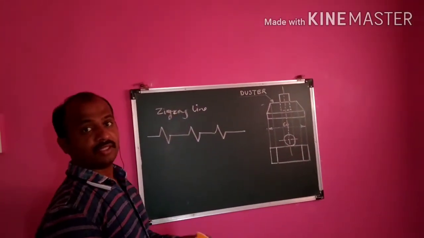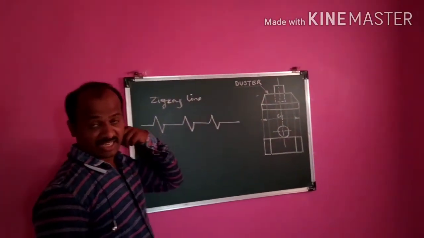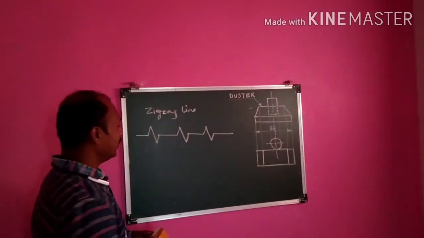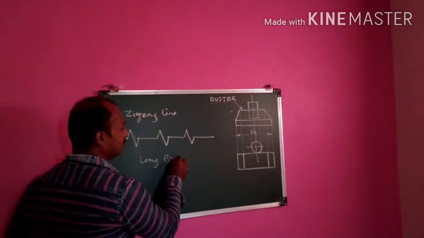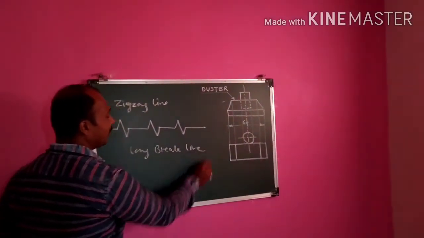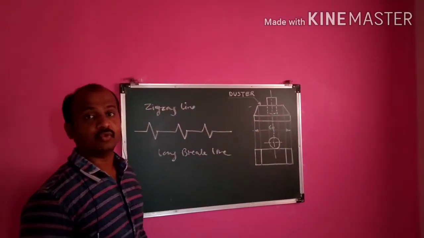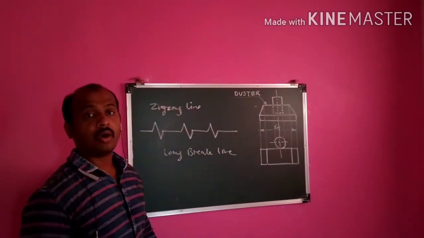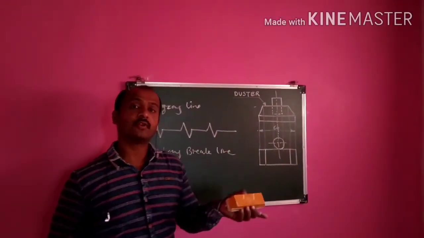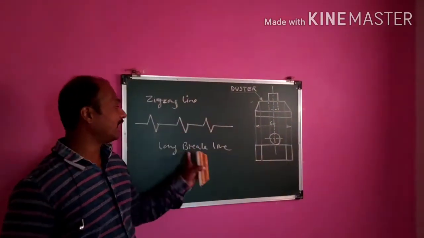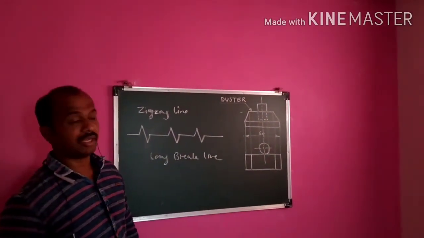This is the type of line. This line is known as a zigzag line. Now where to use this line? This zigzag line is used to draw the long break line, just like in the earlier type of line, which is used for the short break line.